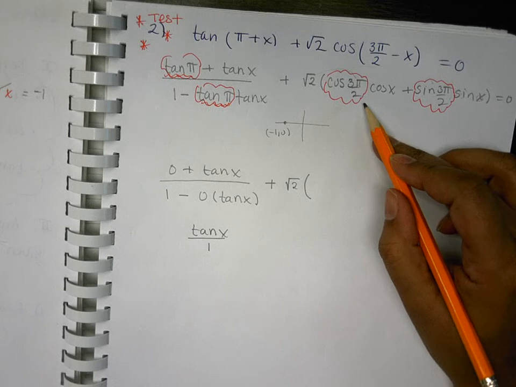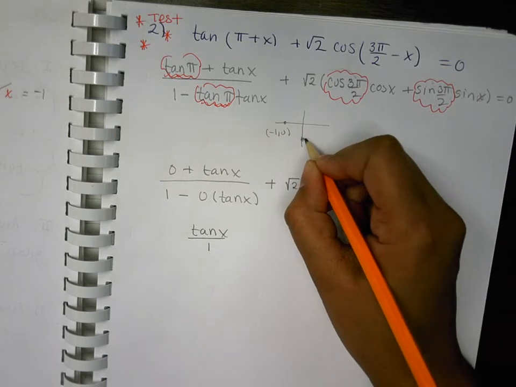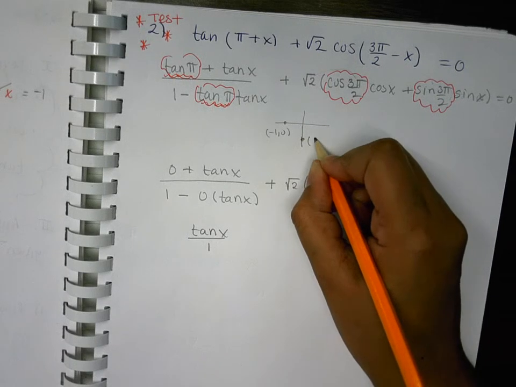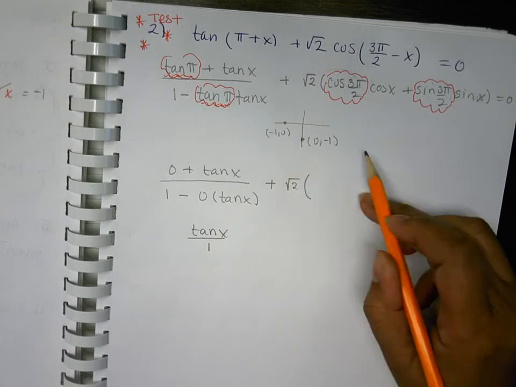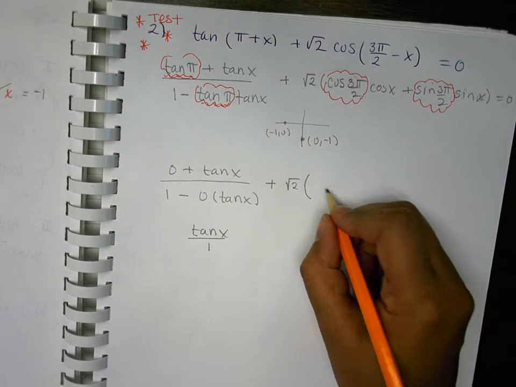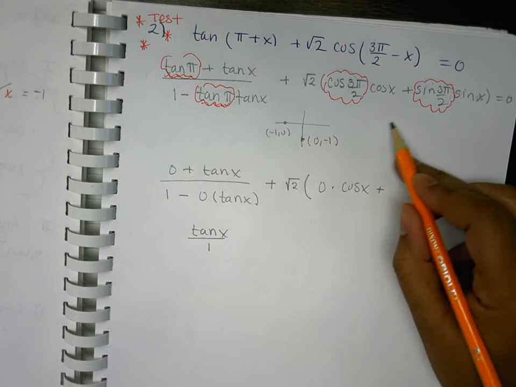3 pi over 2 is here, yes or no? Yes. Okay, so that is 0, -1. What's cosine of 3 pi over 2? 0 times cosine x plus what's sine of 3 pi over 2?